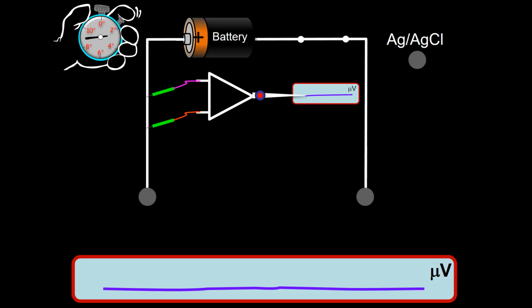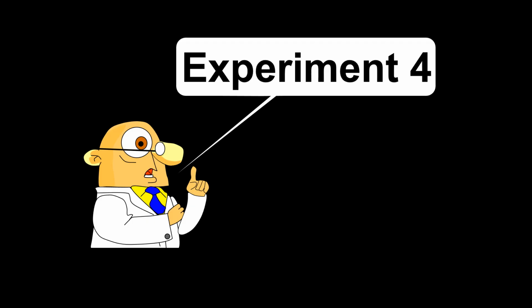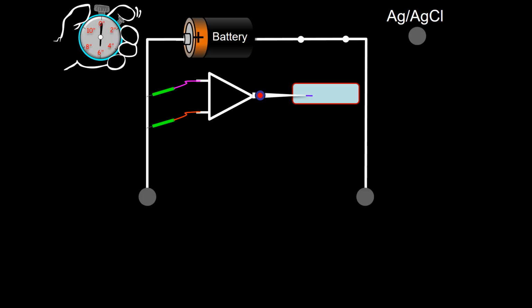Again, I have introduced a larger tracing for better appreciation. The conclusion of this experiment is that two silver chloride electrodes, when separated by air, do not conduct electricity. Now let's do a fourth experiment. In this experiment, I am going to start with an open circuit and two silver chloride electrodes. Since there is no connection between the two silver chloride electrodes, the tracing will be recording a flat line.